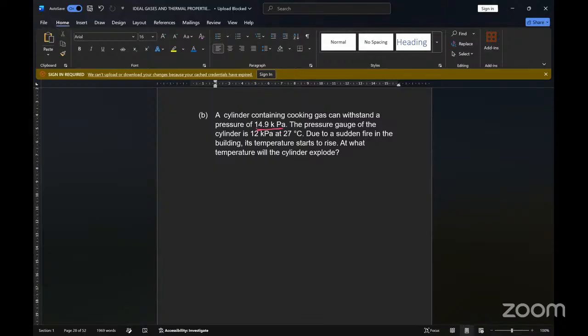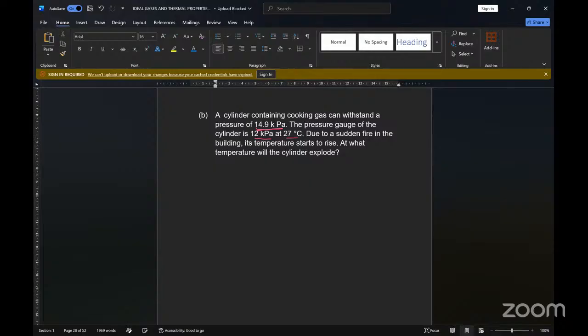It means that if the pressure exceeds this, it would explode. Okay, but we haven't reached that end of the question yet. It says that the pressure gauge of the cylinder is this at this temperature. Due to a sudden fire in the building, its temperature starts to rise. At what temperature will the cylinder explode?